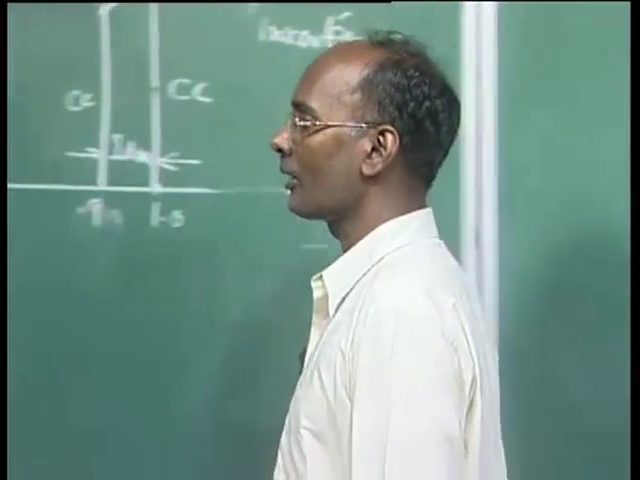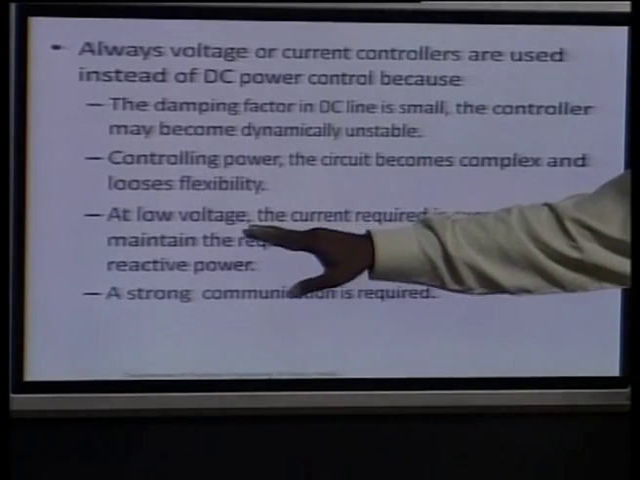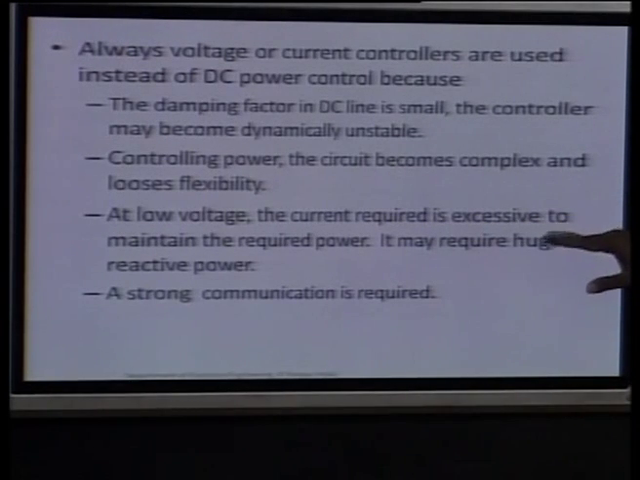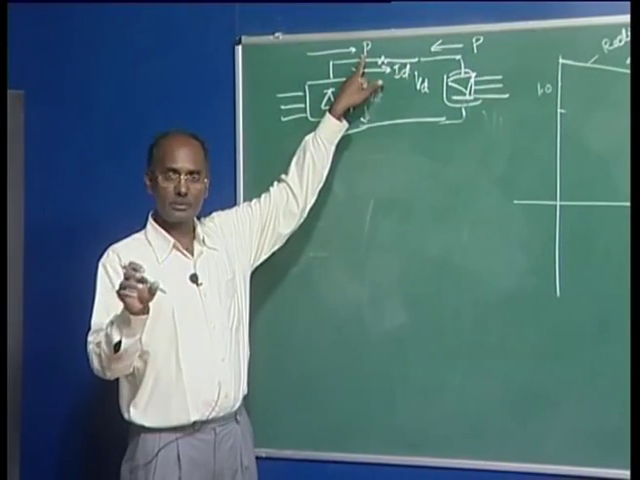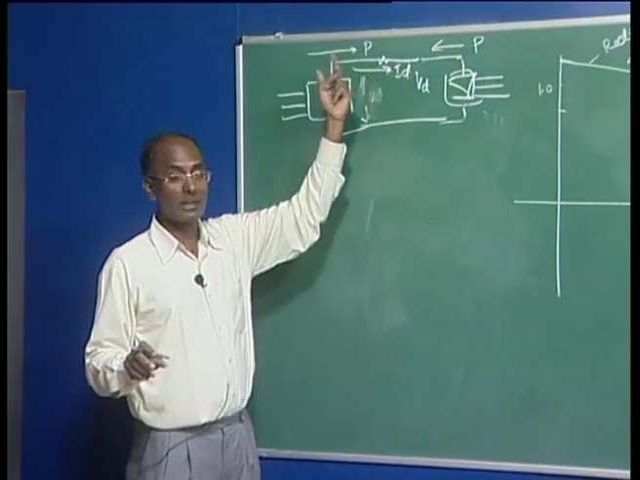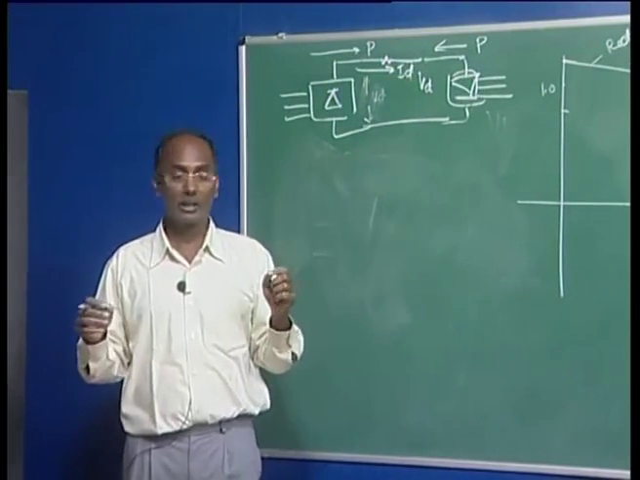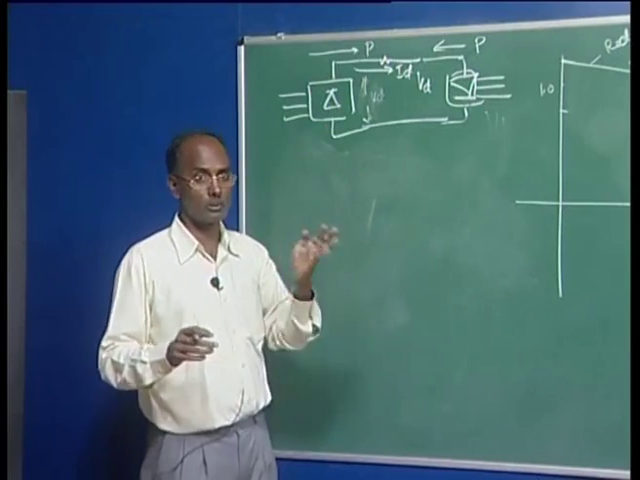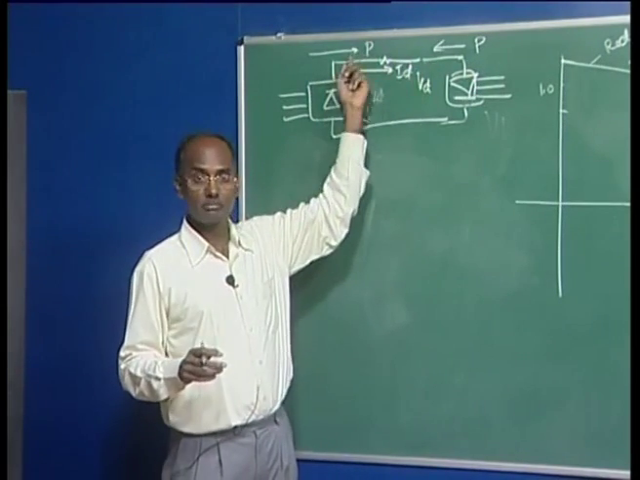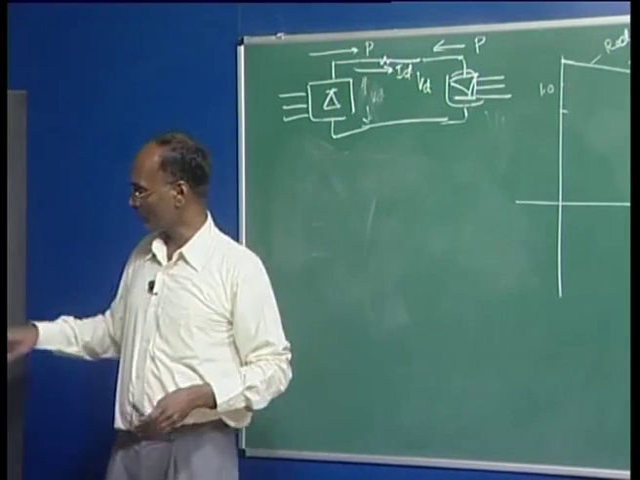So that is another reason for not using power as a controller; we are controlling the voltage and current in the link. Another point is that at low voltage the current required is excessive to maintain the required power. If you are controlling power, you are setting some power reference and then measuring this value. If the voltage has gone down, what happens? To maintain this power, your ID must be very high, and once the ID is very high, you do not have any control over this. A huge current will be flowing through the valves and through your line, and this line may be damaged. So it is better to use the current.